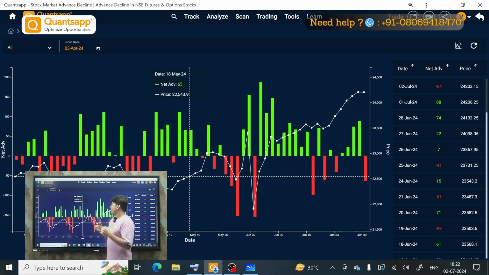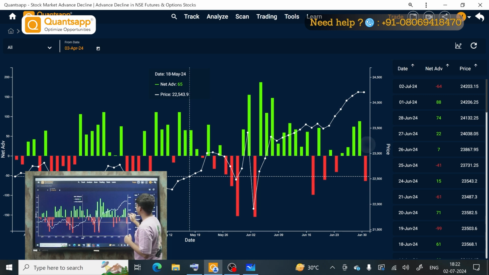The positive stocks have 65 stocks extra. So if you subtract the negative stocks from the positive stocks, you end up with the number 65. So net advance is positive. That means overall market was positive. Majority of the stocks were on the positive side. Nifty's price was 22,543. So this is something that you can decode on a day-to-day basis.